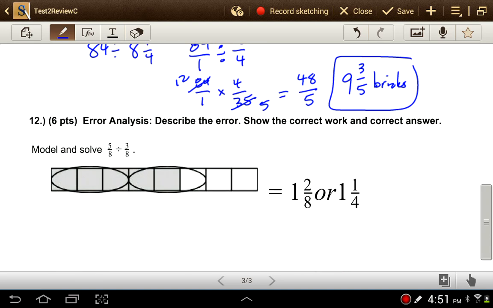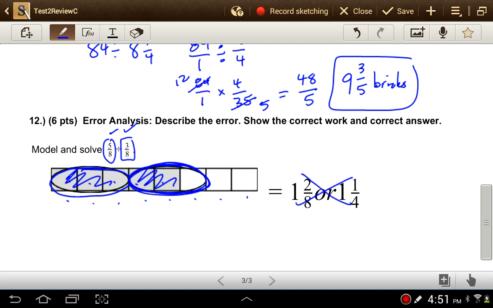Okay, so I look. I model 5/8. 1, 2, 3, 4, 5. 1, 2, 3, 4, 5, 6, 7, 8. Good. I circle sets of 3/8. 1, 2, 3. 1, 2, 3. Good. So that's right. Let's look at my answer. I said the answer was 1 and 2. So 1 full amount and then 2 eighths. Wait a second. I'm circling in groups of 3. So my answer should be 1 and 2/3, the amount that I'm circling in.